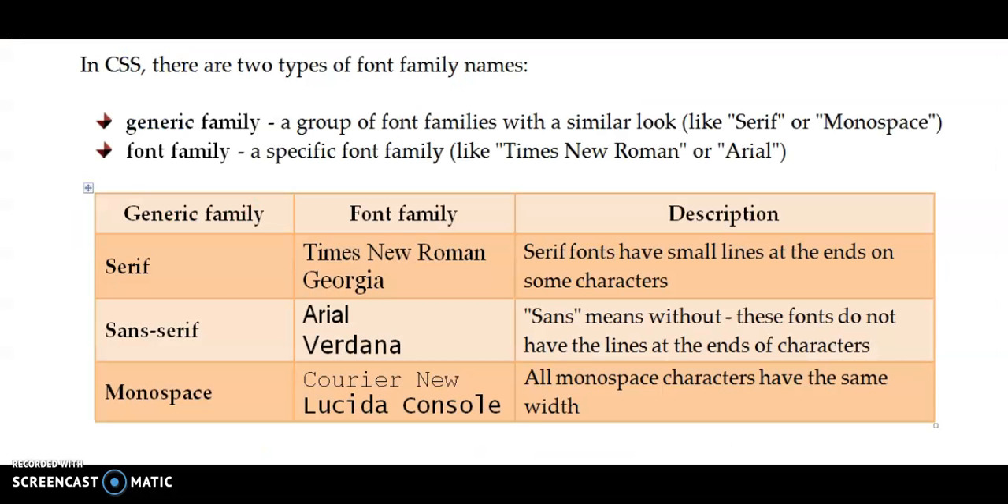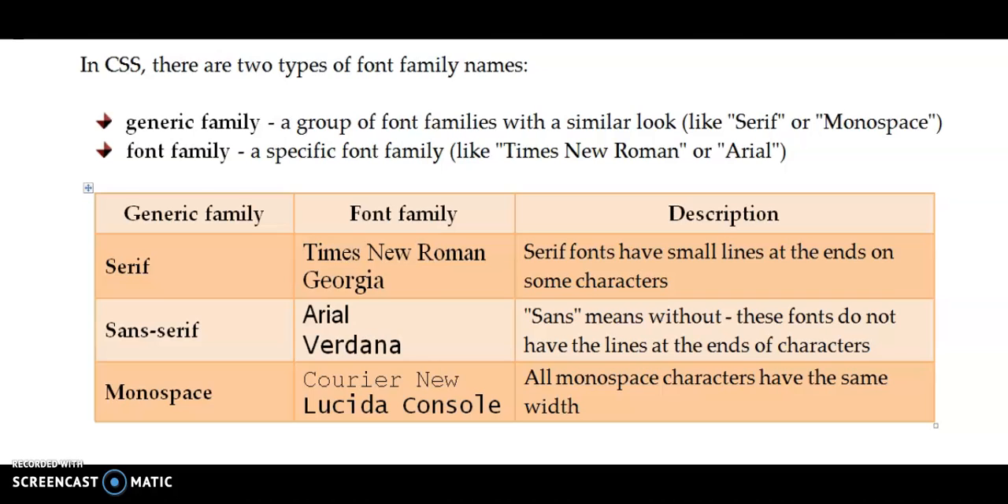Now in CSS, there are two types of font family names. One is the generic family and another one is the font family. Font family specifies simply the font name, just like Times New Roman or Arial here. But the generic family consists of some common font names which provide a similar look. As you can see from the table, there are three generic families: serif, sans serif and monospace.